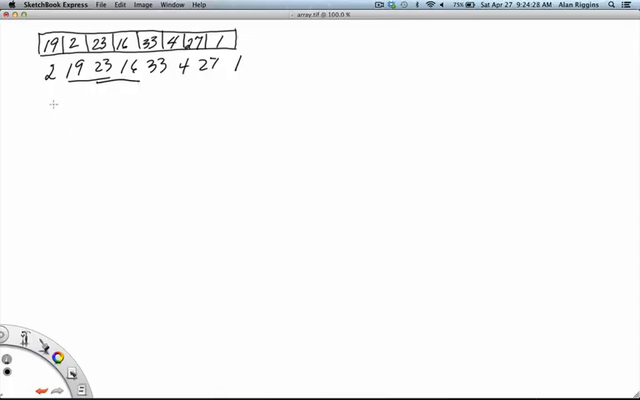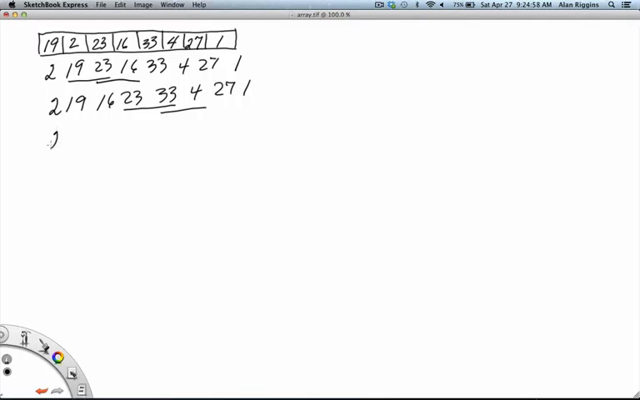So we swap the 16 and the 23, we have 2, 19, 16, 23, 33, 4, 27, and 1. Now we move down to the next pair, and the 23 and 33 are okay. So we move down to the next pair. The 4 and the 33, these are out of order. They must be swapped. 4 is smaller than a 33.